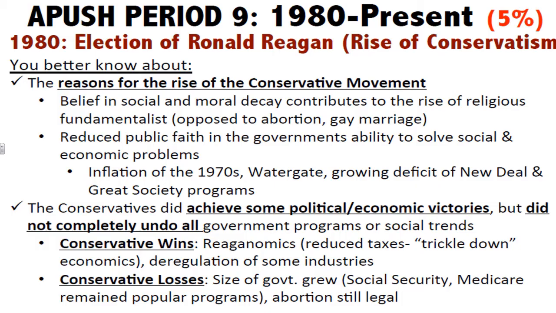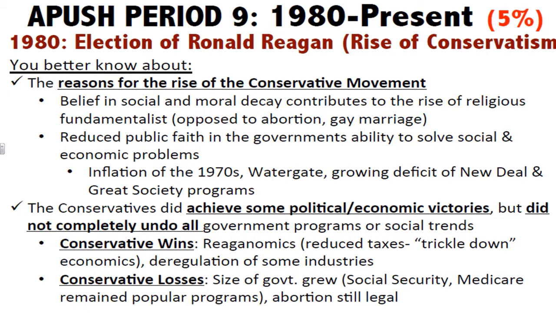So, speaking of Ronald Reagan, let's talk about the rise of conservatism. Last time, at the end of the period 8 review, we had mentioned the rise of liberalism. Okay, and liberals typically are your Democrats. They support things like social welfare programs, etc. Now, conservatives are usually the opposite. They don't support social welfare. They're more fundamentalists, more strict interpretation of the Bible, if you will. They oppose things like abortion, gay marriage, etc.